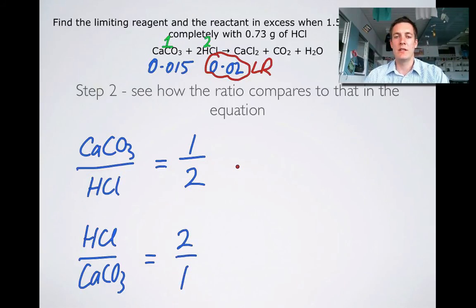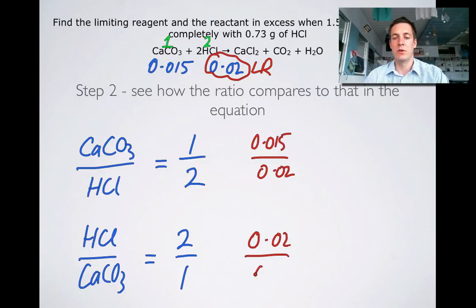Okay. What is the ratio of the moles I'm actually given? Well, that was 0.015 over 0.02, and if I did it the other way around, it would be 0.02 over 0.015. And we can calculate these numbers. This one's actually 3/4, or 0.75. And this one is 1 1/3, isn't it? A third, or 1.33333.